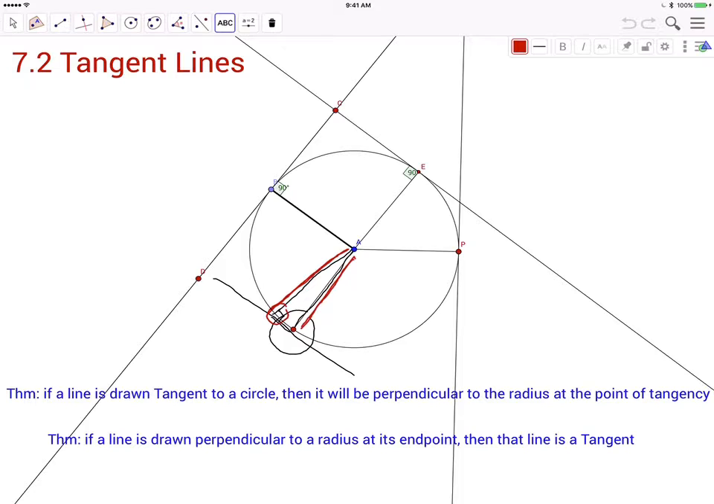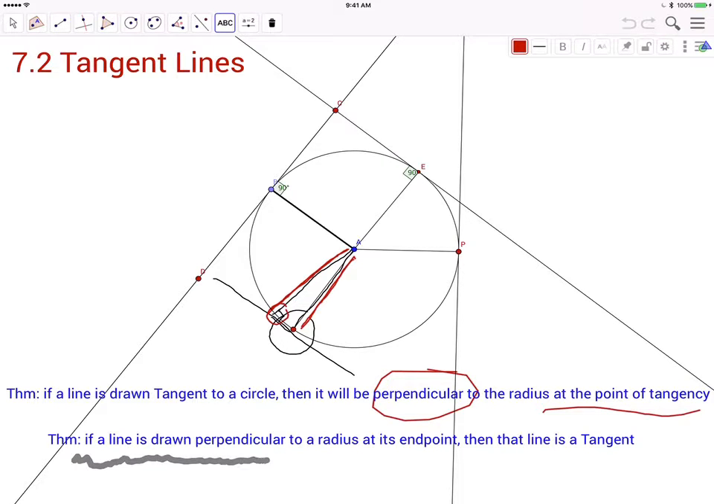And so this is the contradiction, and we find out exactly that if a line is drawn tangent to a circle, then it will be perpendicular to the radius at the point of tangency. And we've proven that basically by using an indirect proof, assuming that it was not perpendicular, and then proving that it must be perpendicular. A similar proof can be done down here.